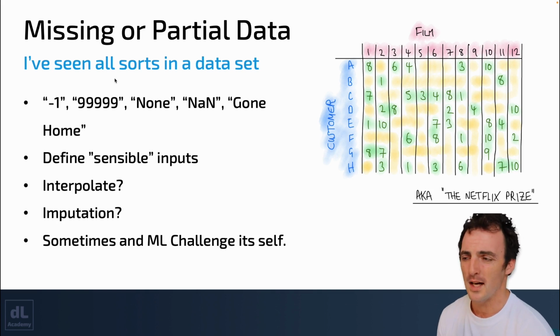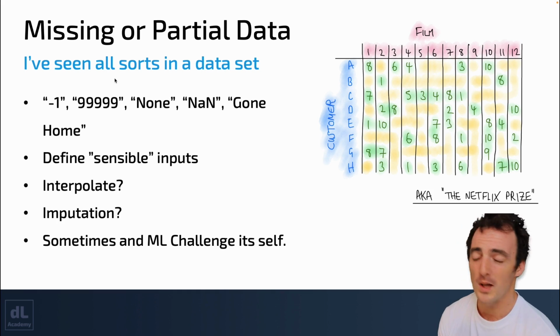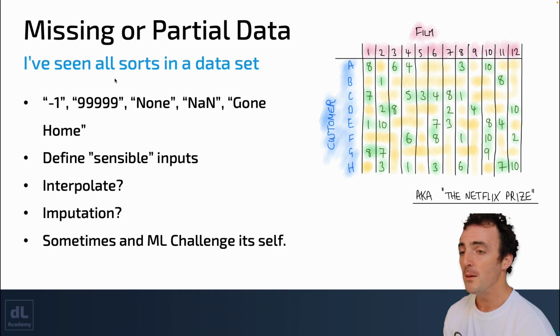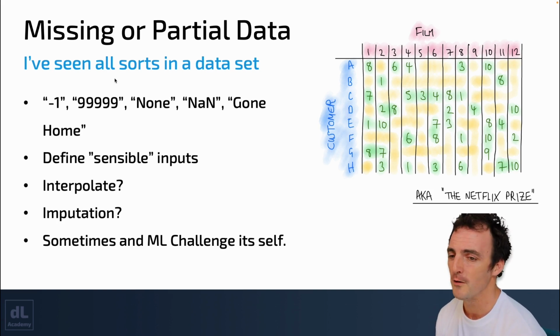Once you've got missing data, you can do two techniques. You could do interpolation as well. You could see the first problem, non-alignment, as kind of a missing data problem. Or something called imputation, where you try and look for correlations in the data which allow you to fill in those values. Sometimes, actually, missing or partial data is a fundamental machine learning challenge itself.